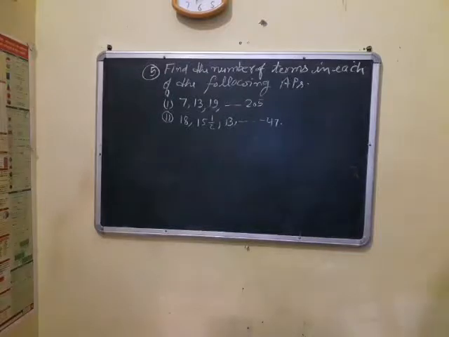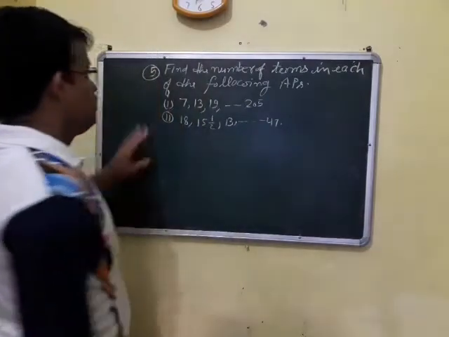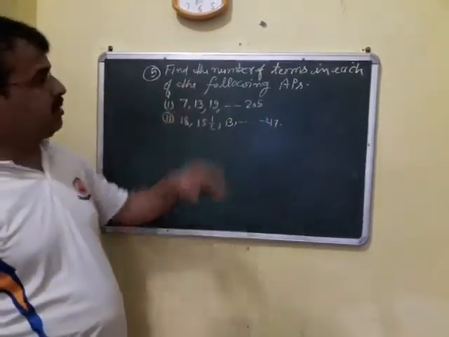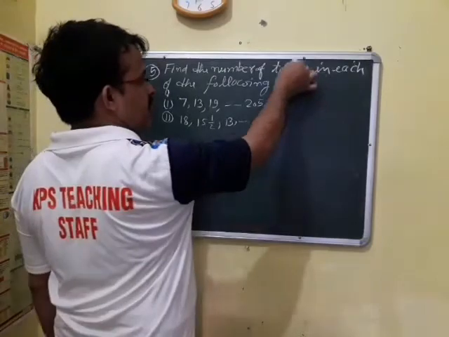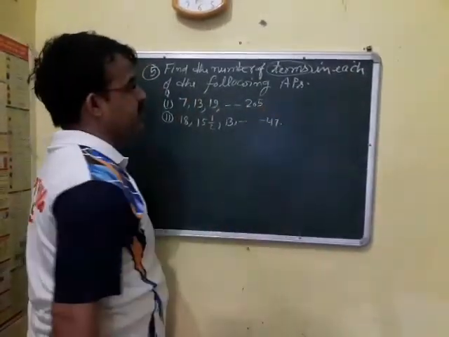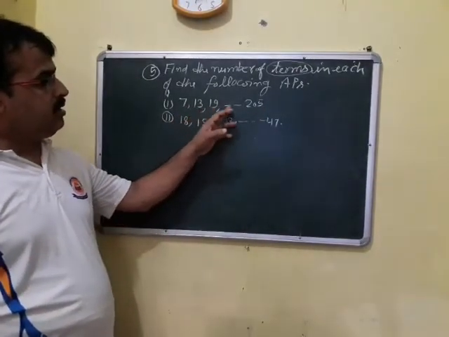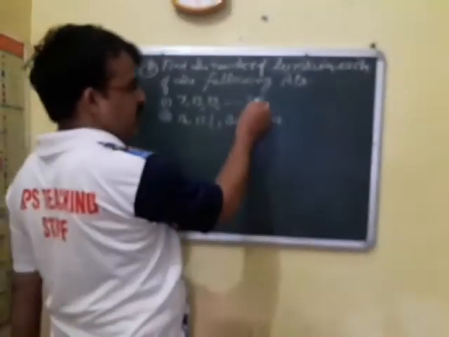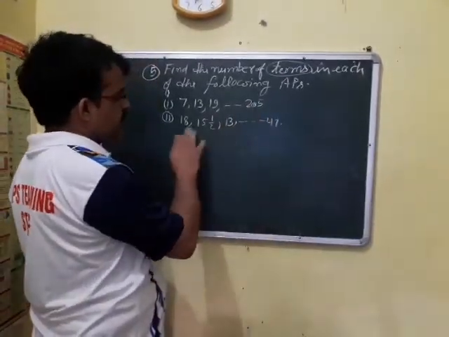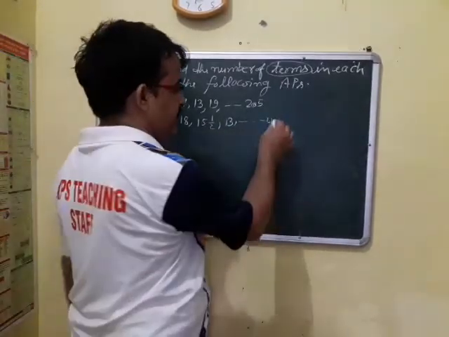Okay, now we discuss the next question. Your fifth question we discuss today. Find the number of terms, that is, find n, in each of the following APs. Here is given the sequence 7, 13, 19, up to 205, and 18, 15 and a half, 13, up to minus 47.